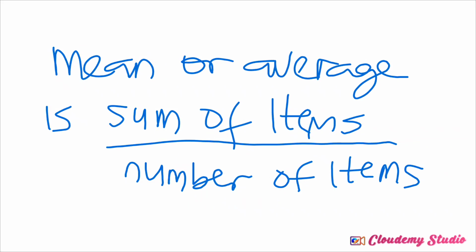Mean or average is the sum of items over the number of items. Assuming you have a set of numbers, you're going to sum all the numbers together and then count how many numbers made up that set.